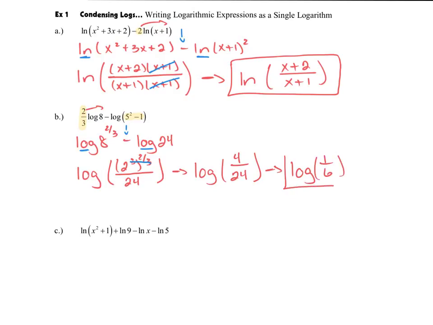Now, sometimes students are concerned that we're going to ask you to go from this log of 1/6 back to this. We are not going to have you do that, but you should be able to get from this to the log of 1/6.